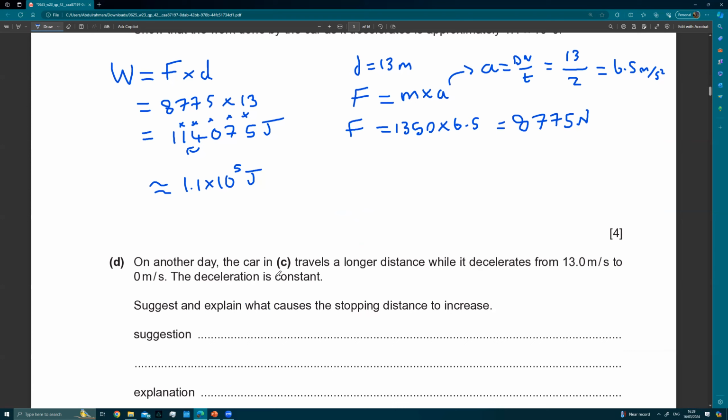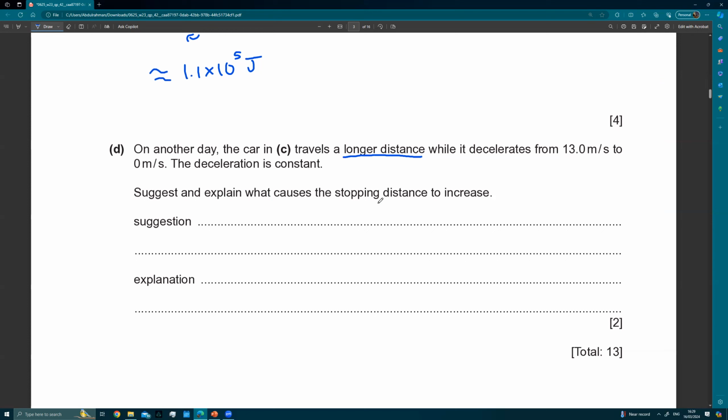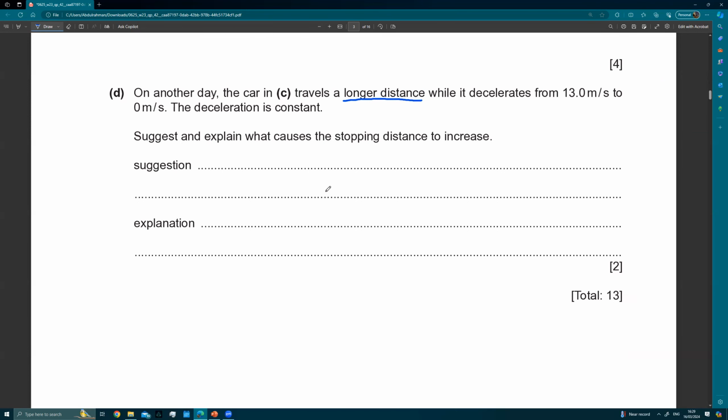On another day, the car travels a longer distance while it decelerates from 13 meters per second to 0 meters per second. The deceleration is constant. So just to explain what causes the stopping distance to increase, we have to think about the factors impacting stopping distance. It could be the mass of the car.